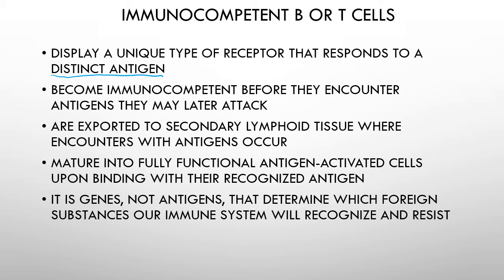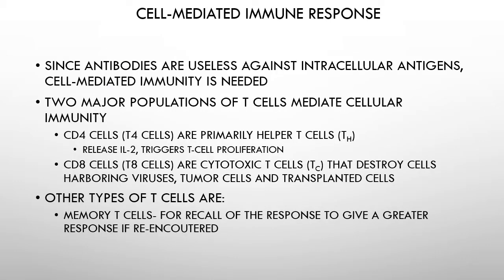So since the cells were basically born, in a sense, or created with this recognition of particular antigens themselves, that means that it's the genes, not the antigens, that are determining which foreign substances our immune system can recognize. And so this is an important aspect of that. Essentially, we have to rely upon past history, in a sense, of things that our ancestors have come across in order to have some recognition of the particular infection itself.